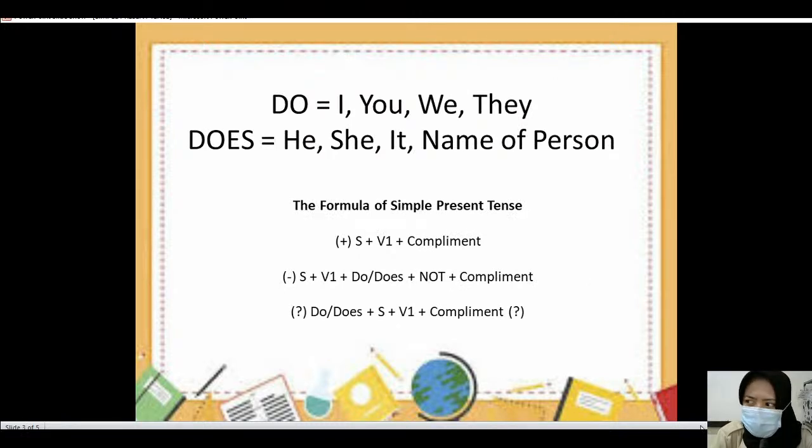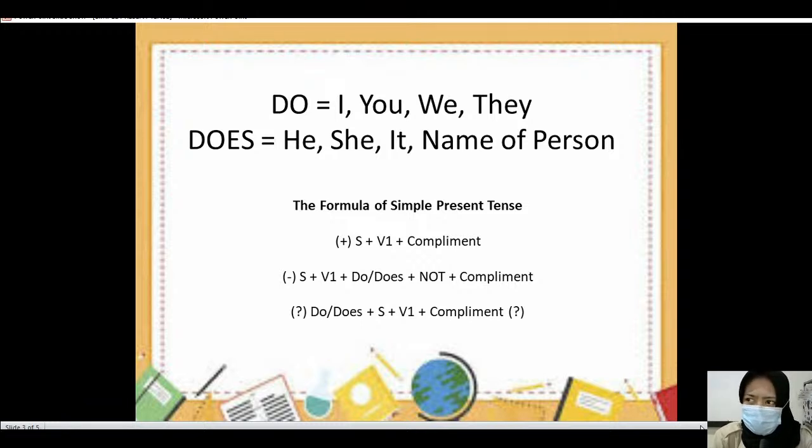simple present tense has a 3 formula. I will repeat this material for your understand and remember it. Do or does. Do is I, you, we, they. Does he, she, it, name of person.